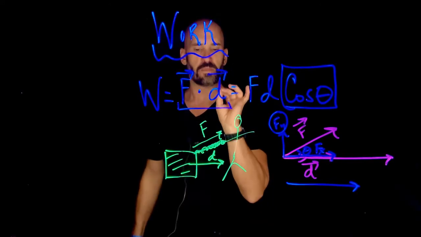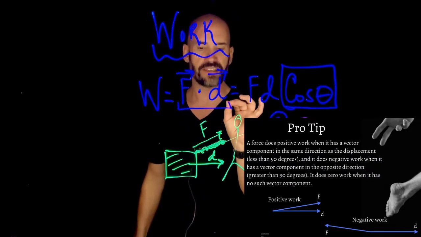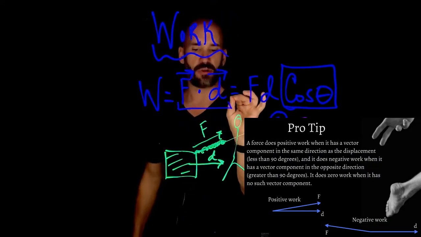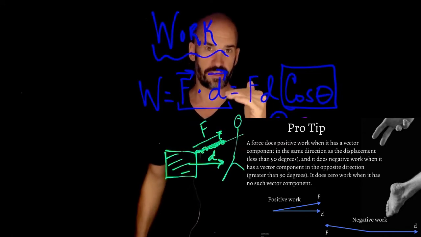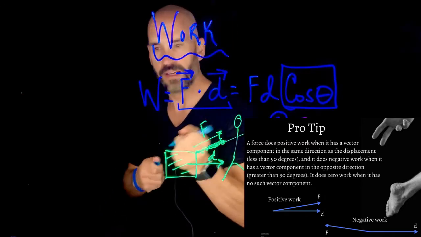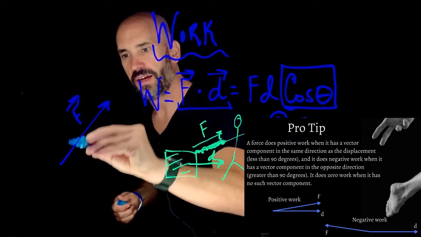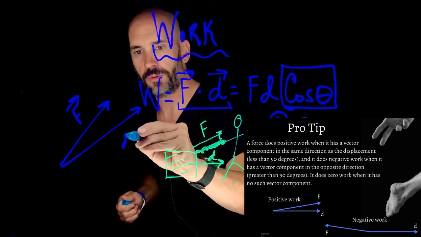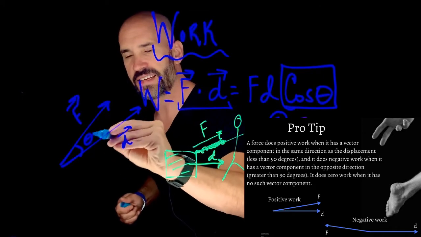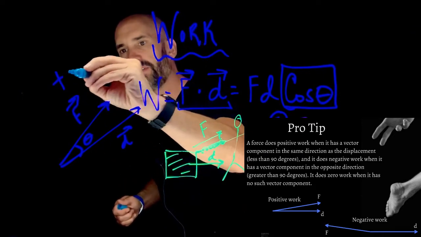A force does positive work whenever it has a vector component in the same direction, or less than 90 degrees, with the displacement. All right. So positive work would be a situation where I have a force here, a displacement here, right? And this angle here is less than 90 degrees, so that is positive work.